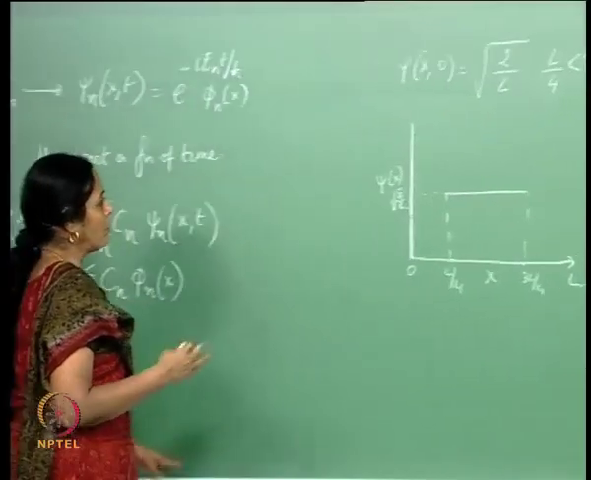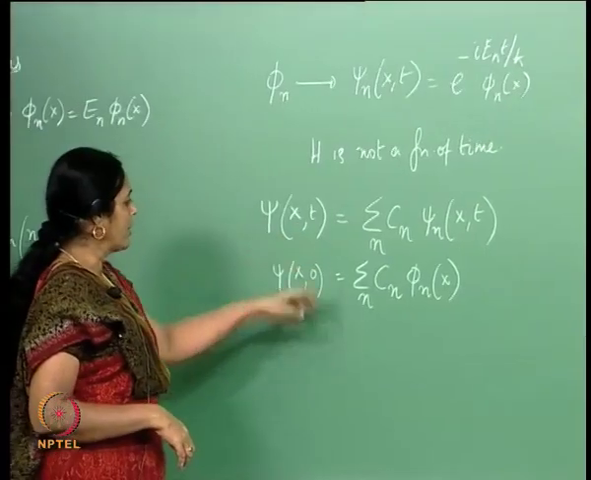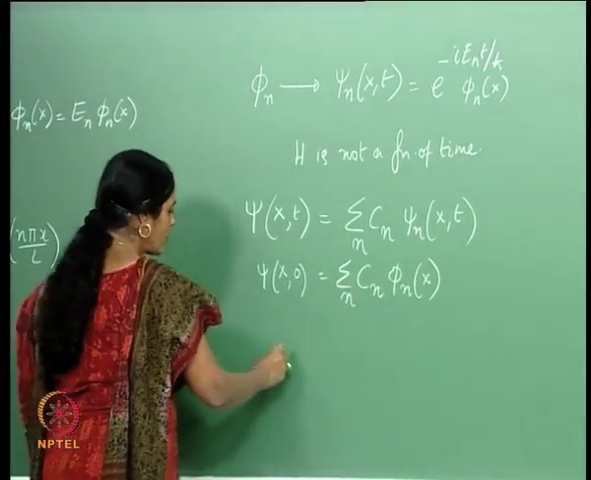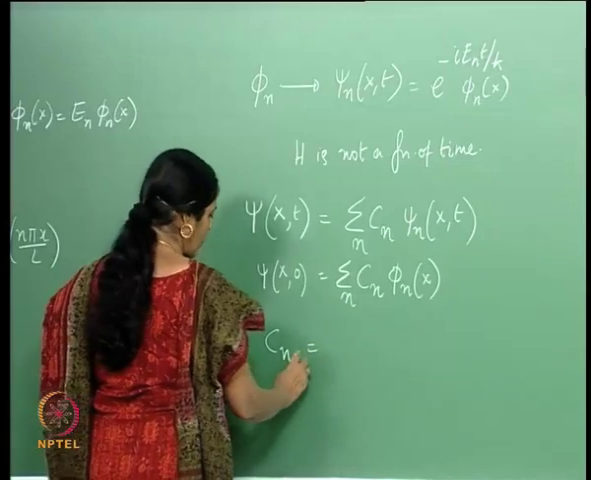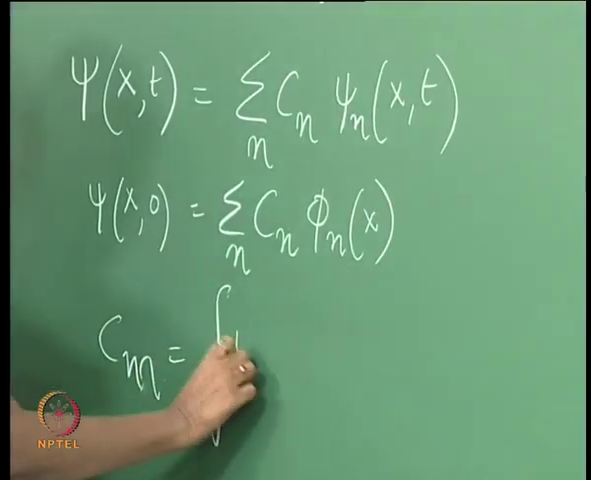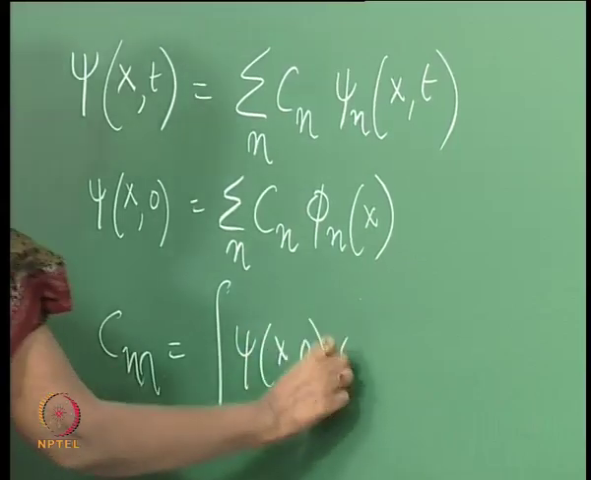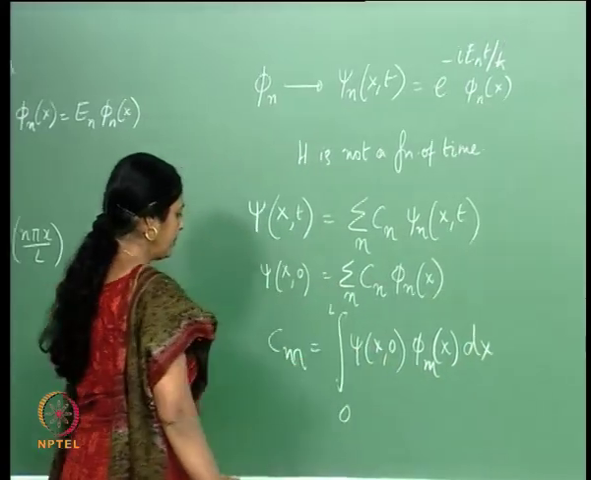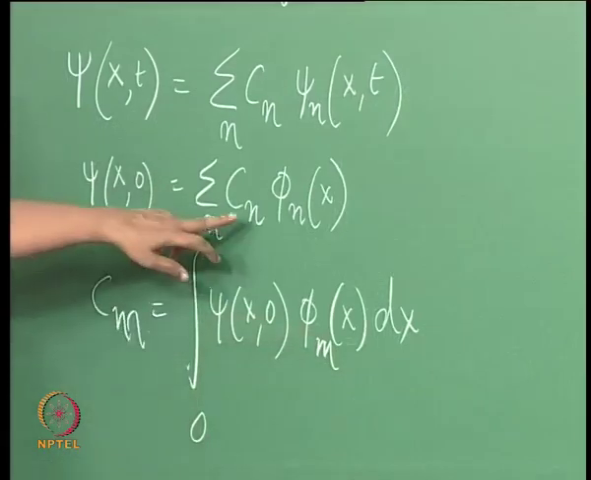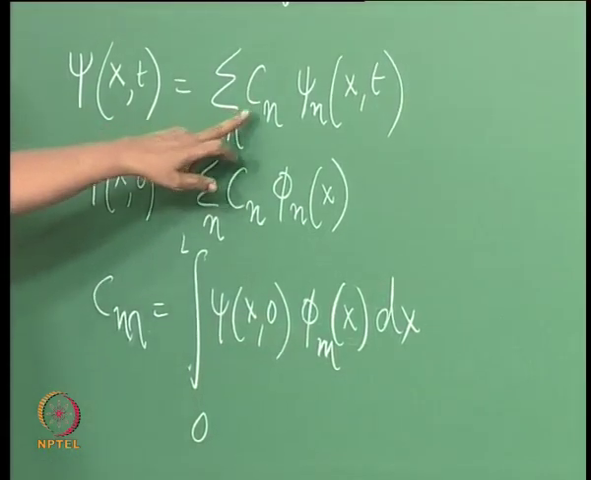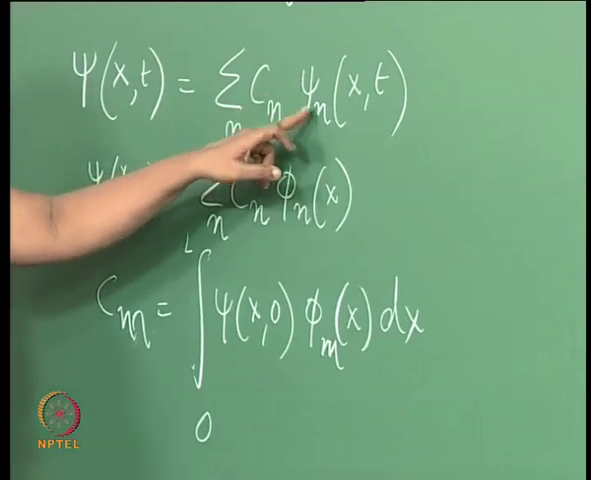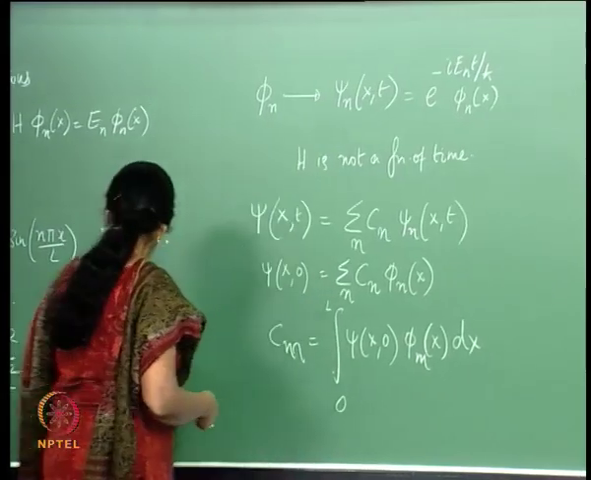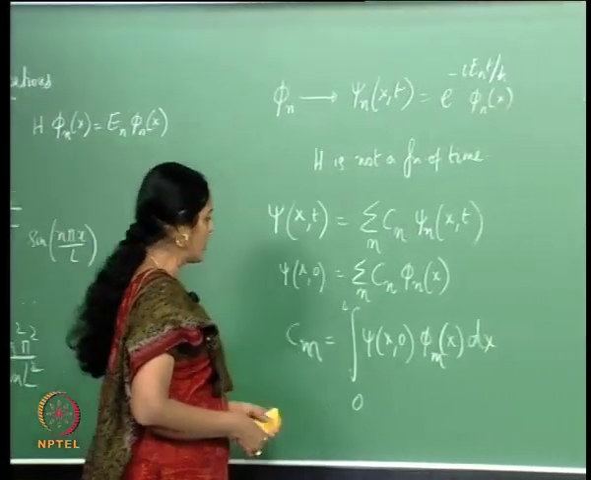The problem is to find out psi of x comma t. The manner in which I find out Cn, of course, is to say that Cm in general is the integral of psi of x 0 times phi m of x dx from 0 to L. And once I know the Cm's, I plug it in here and I get psi of x t, because I know psi sub n of x t from that equation. So, let us work that out and see what we get.